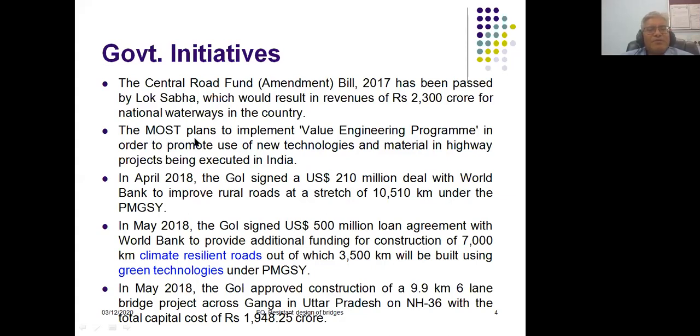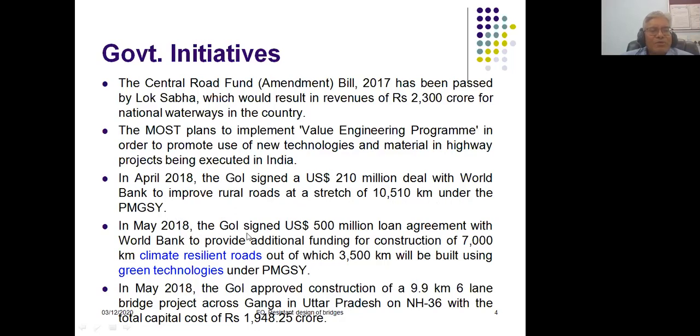The Ministry of Surface Transport plans to implement value engineering programs in order to promote use of new technologies and materials in highway projects being executed in India. In April 2018, the Government of India signed a $210 million deal with the World Bank to improve rural roads over a stretch of 10,500 kilometers under the Pradhan Mantri Gram Sadak Yojana.